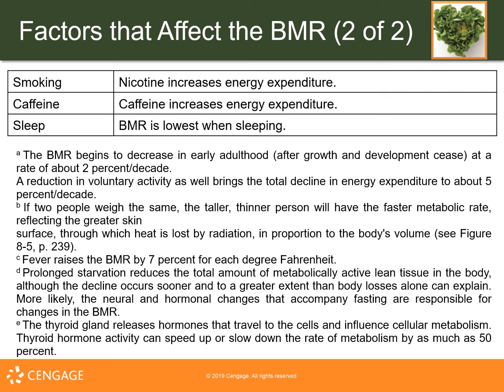Prolonged starvation reduces the amount of metabolically active lean tissue in the body. Although the decline occurs sooner and to a greater extent than body losses alone can explain, more likely the neural and hormonal changes that accompany fasting are responsible for changes in the BMR. The thyroid gland releases hormones that travel to the cells and influence cellular metabolism. Thyroid hormone activity can speed up or slow down the rate of metabolism by as much as 50%.